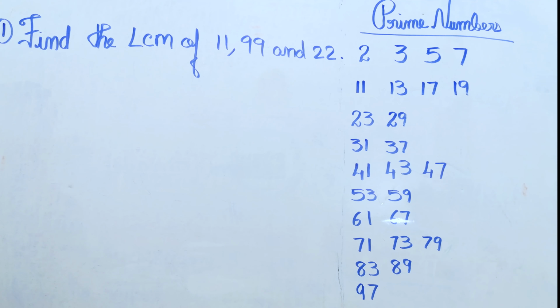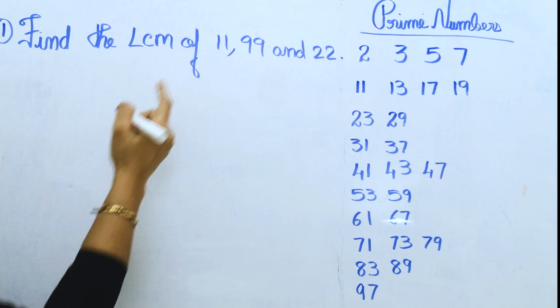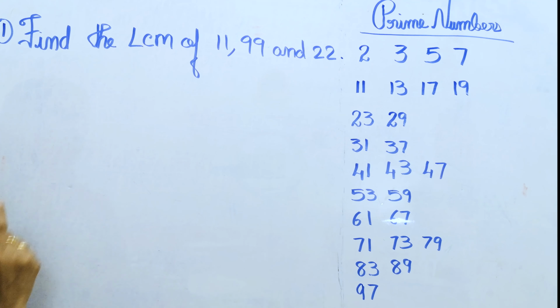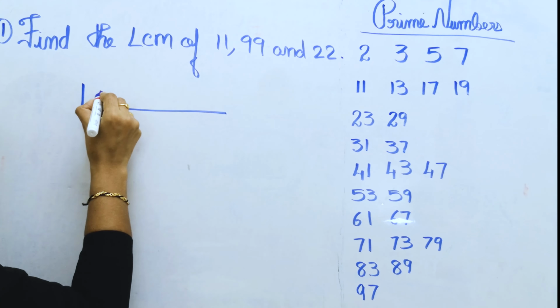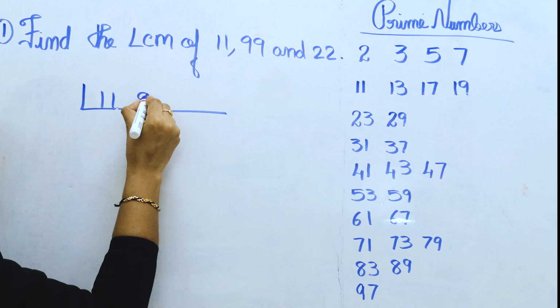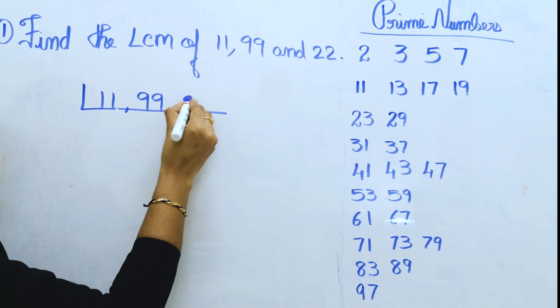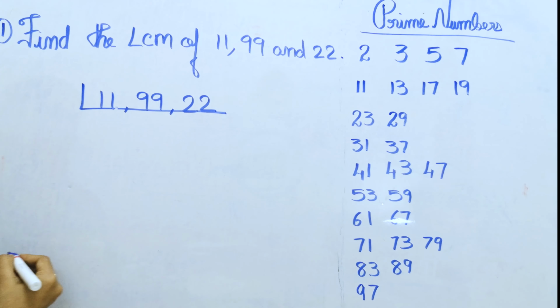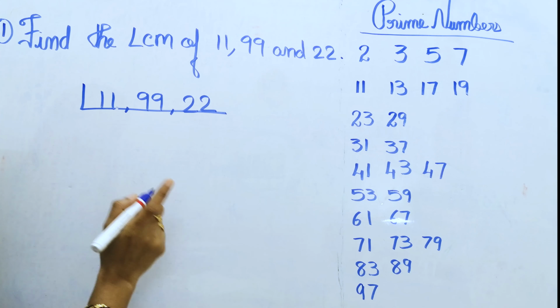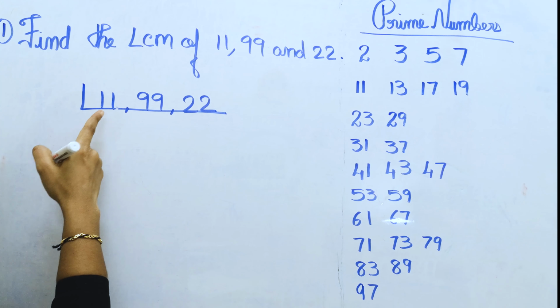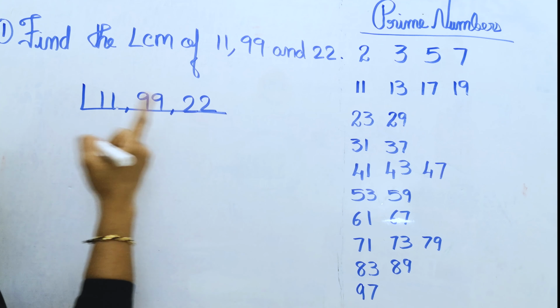Here is our second example. Find the LCM of 11, 99 and 22. We have three numbers. Now we are going to find the LCM of the three given numbers: 11, 99 and 22. So which number is divisible by which prime number? You have to check which prime number divides all of 11, 99 and 22.